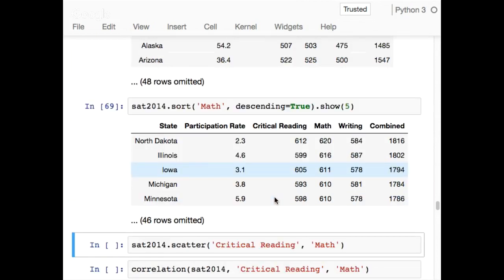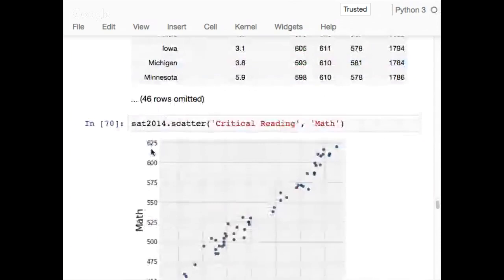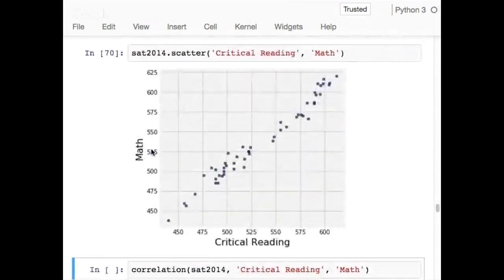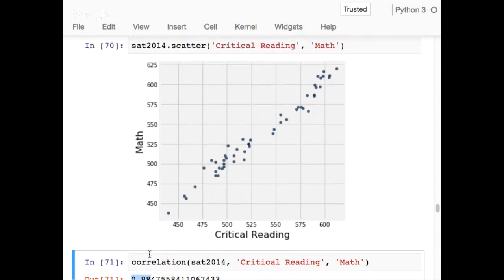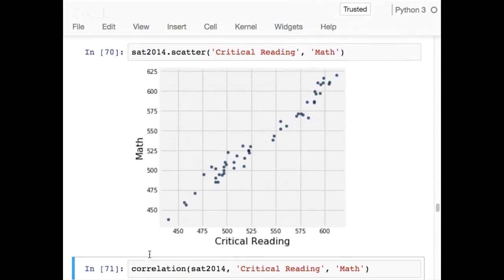So we can take a look at the relationship between critical reading and math for these different states, and we find that, wow, it looks like if you're good at math, you're good at critical reading as well, right? So why bother putting critical reading in the SAT if we know that if you're good at math, you also do good at critical reading? The correlation is 0.98, which is almost perfect, right? What is the problem with this?